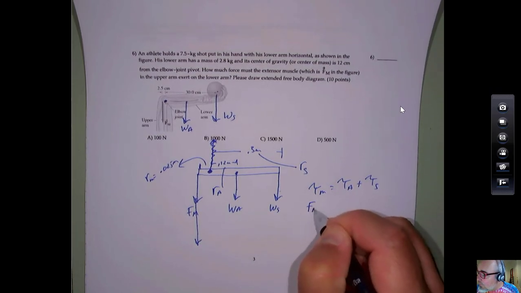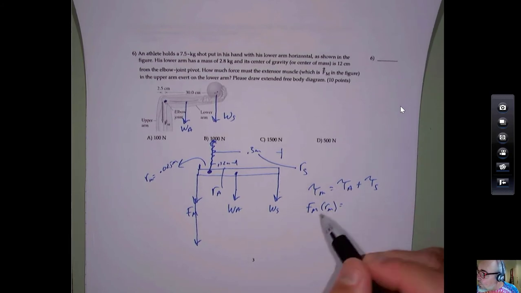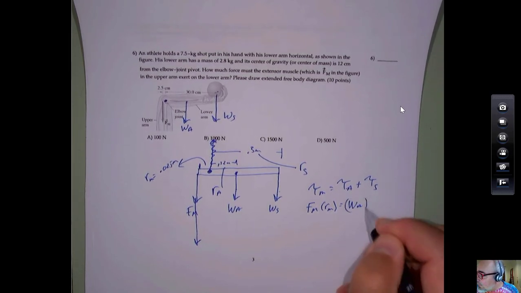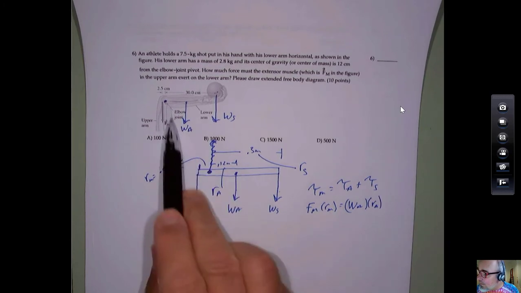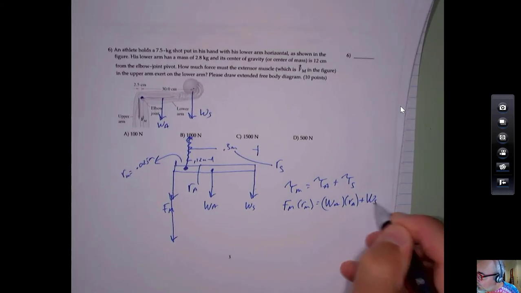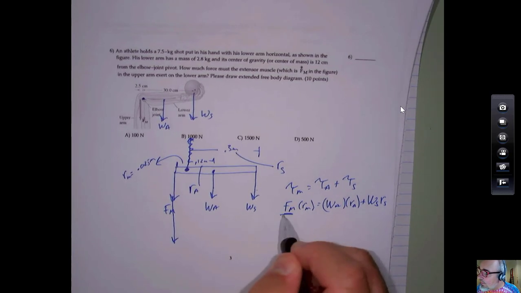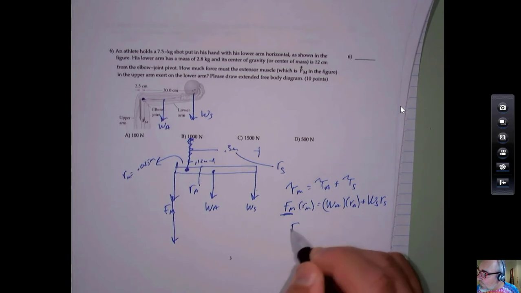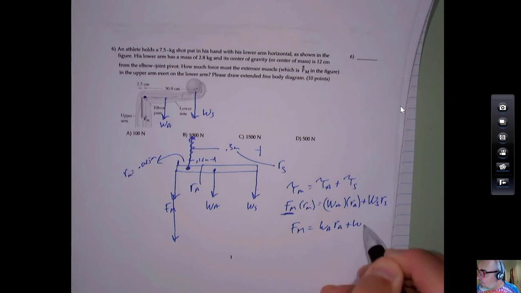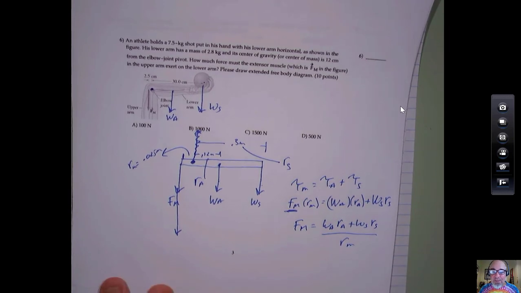Force from muscle times distance to muscle is equal to, because torque is force times distance, the weight of the arm, that's the force, and then the distance to where the force is acting, plus the weight of the shot put, and then the distance to the shot put. Then the only thing that you don't know is the thing that you're looking for. So you do a little bit of algebra, maybe just one step really. Weight of arm, distance to arm, weight of shot put, distance to shot put, divided by the distance over to where the muscle's acting.